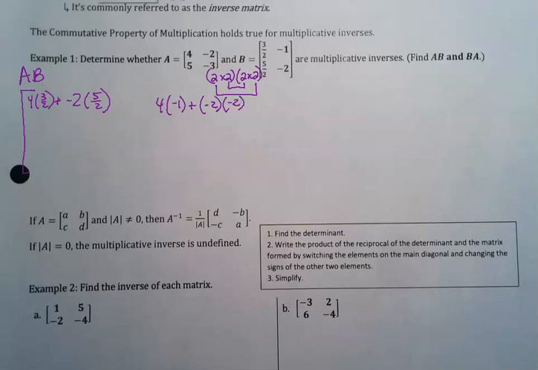Let's change colors and go to our second row. So we're going to have 5 times 3/2 plus -3 times 5/2. And then we keep that second row and multiply by the second column: 5 times -1 plus -3 times -2.